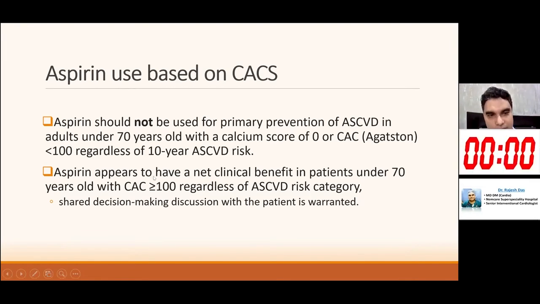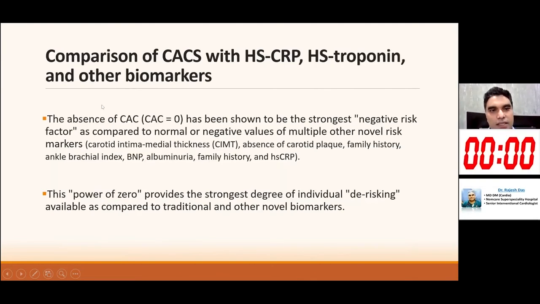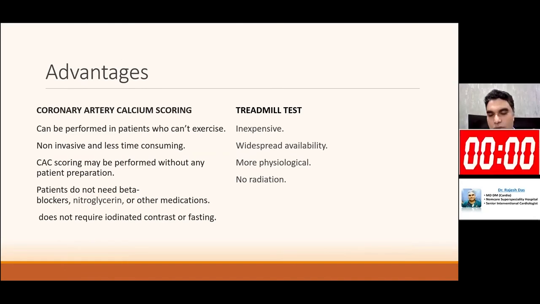When we compare the coronary artery calcium score with hs-CRP or hs-troponin, it is seen that a zero calcium score has a better negative risk prediction value than other markers like hs-CRP or intima-media thickness. So to conclude, these are some comparisons regarding the advantages of coronary artery calcium scoring and the treadmill test.